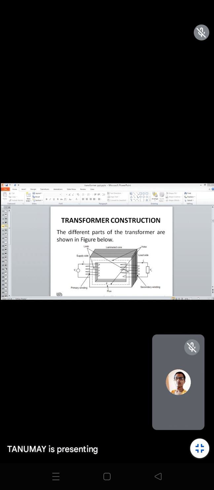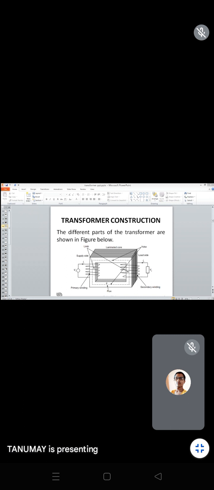Here you can see this transformer core is made of plenty of sheets of ferromagnetic material, and those sheets are insulated from each other by some laminations. That's why there are plenty of laminations within this transformer core.